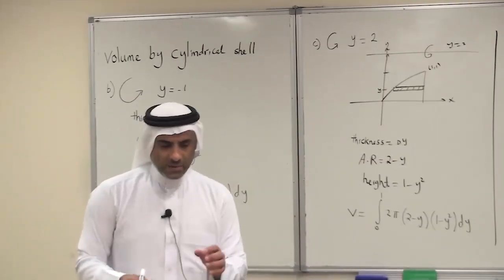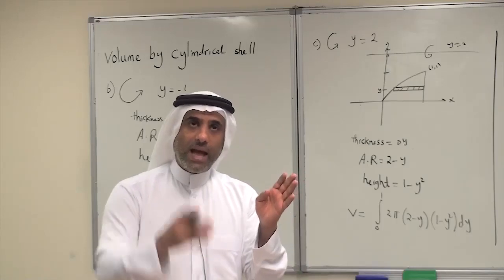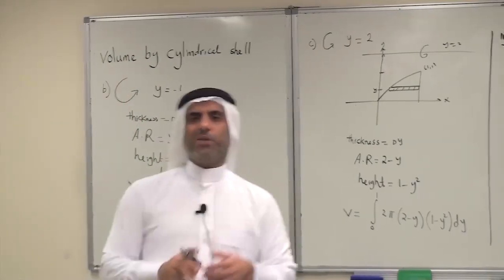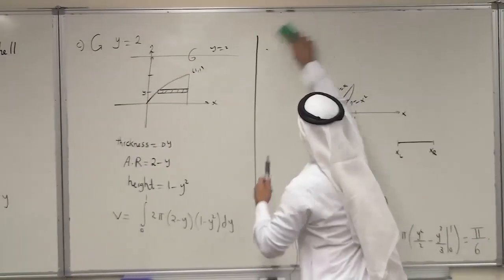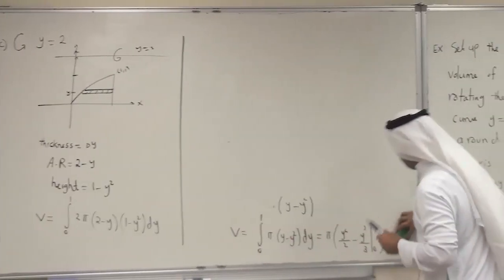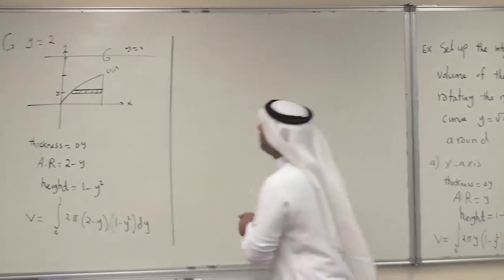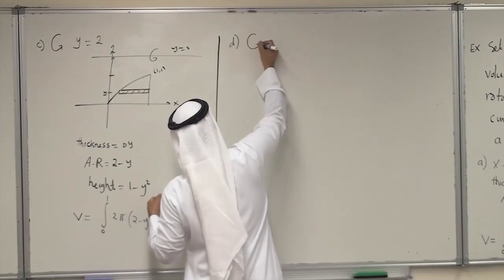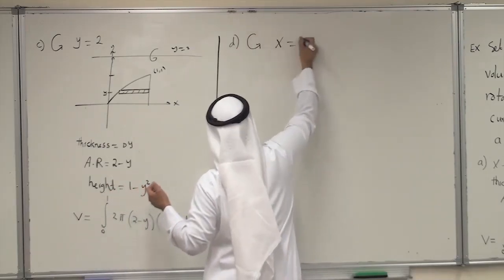Finally, let us take now the axis of revolution to be not the y-axis, but a vertical axis of revolution, and see what will be the modification. That will be our part D, and it is the last part we have for this exercise. So let us take now another axis of revolution, which is not horizontal, that is vertical. Let us say part D: I will rotate the same region around, for example, x equal to 3.